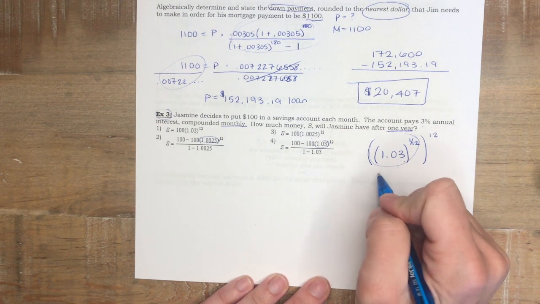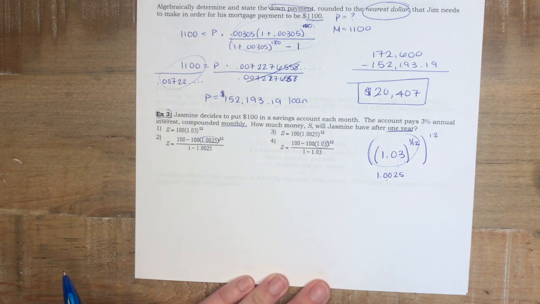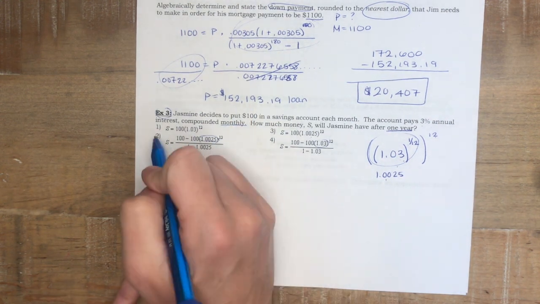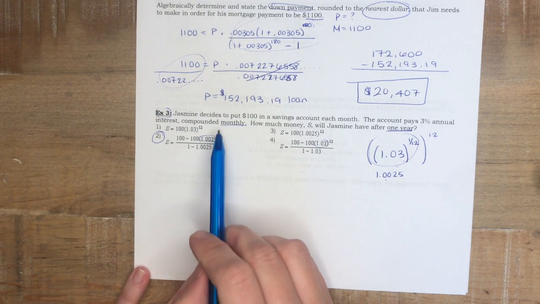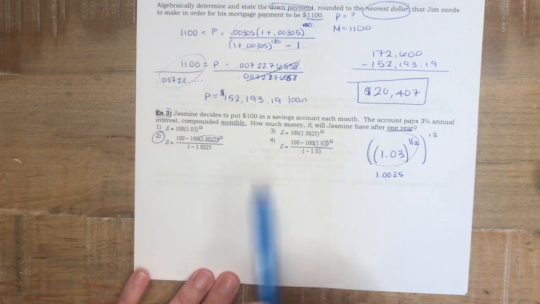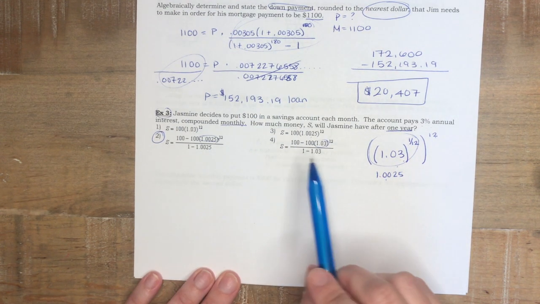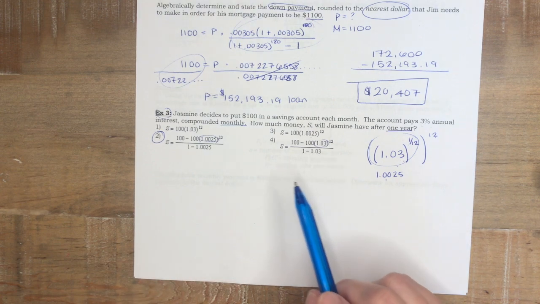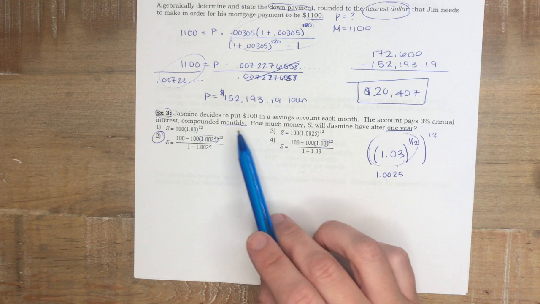If I type that into the calculator, that's approximately 1.0025. So that's why choice 2 needs to be our answer for this question. Okay, if it didn't say compounded monthly, then I wouldn't have to worry about transforming that 1.03. All right, so a little bit trickier of a question, especially because they put the two different structures here.